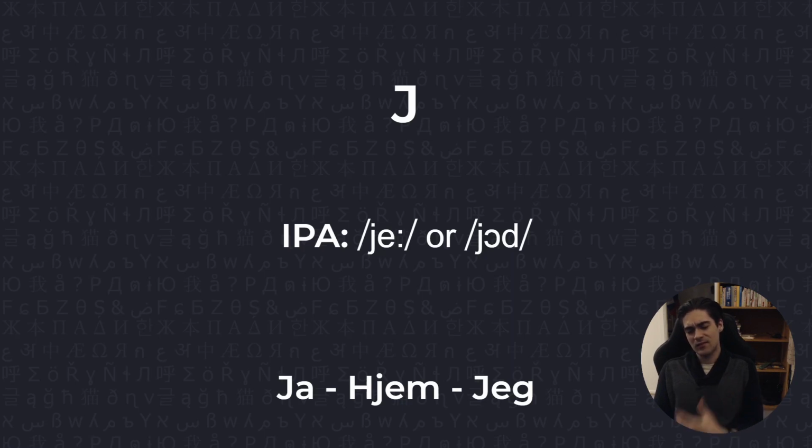This sound is the same as the English yes or yellow. Here are some examples, like ja, it means yes, actually. We got hjem, which is a home, and jeg, which means I.